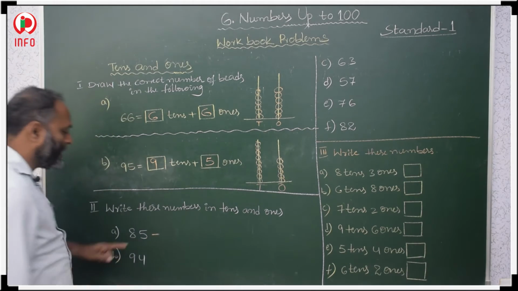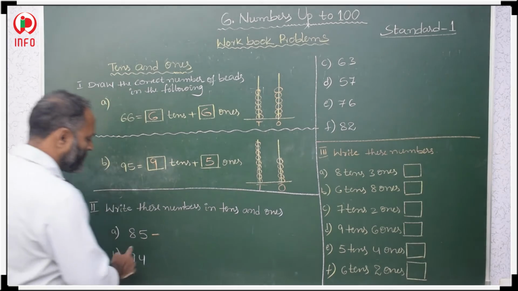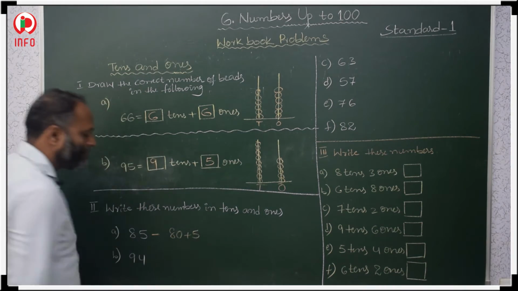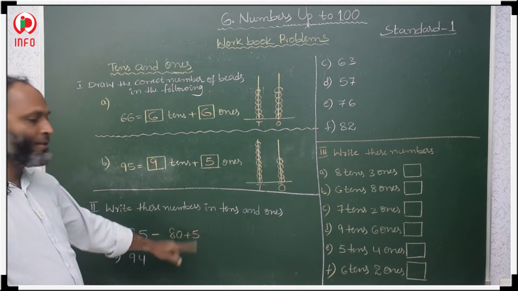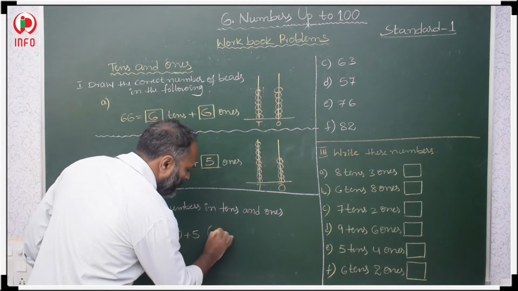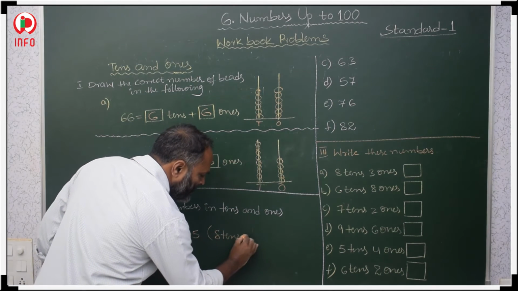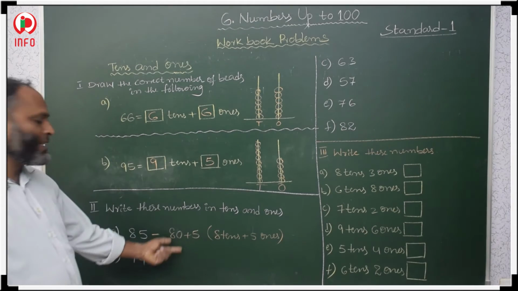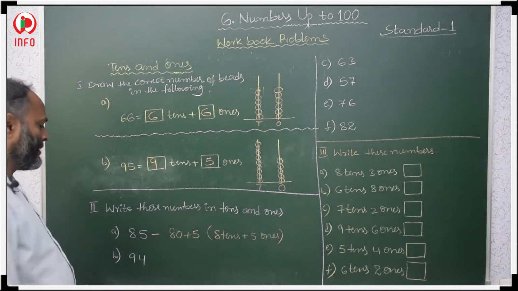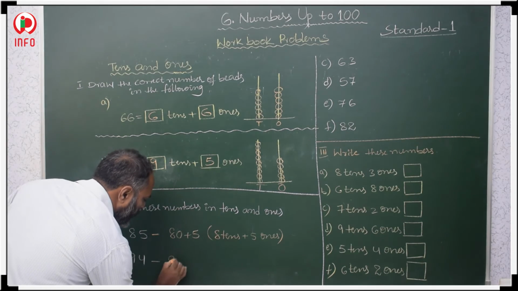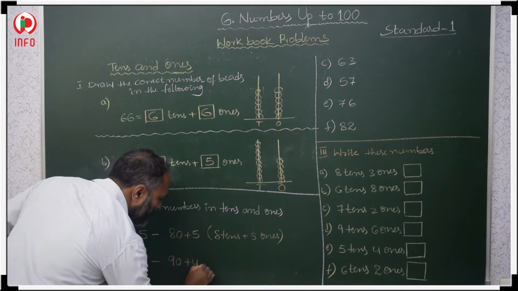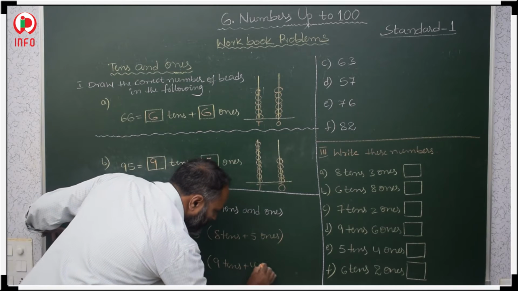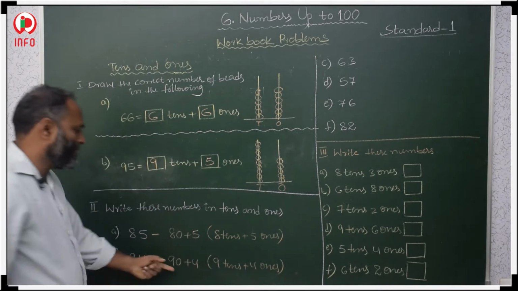First 85. So how this 85? 8 tens, that is 80 plus 5. It is also called 8 tens, 5 ones. 8 tens plus 5 ones. 8 tens is 80, 5 ones is 5. Then 94, 90 plus 4, it means 9 tens plus 4 ones. It is also called expanded form.